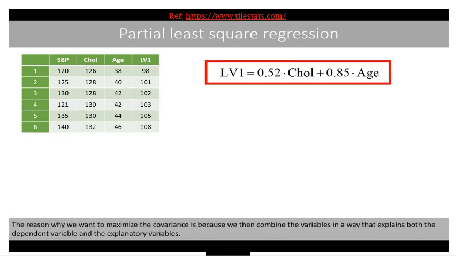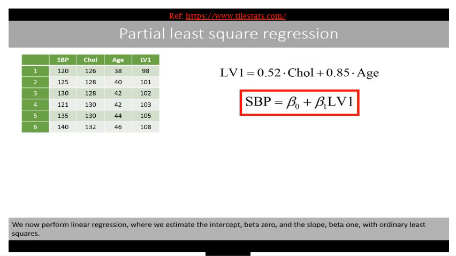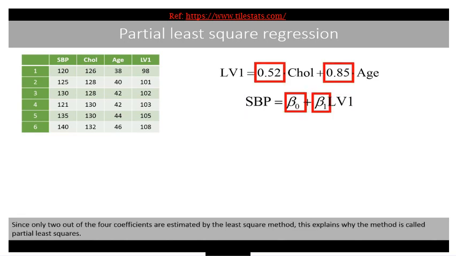The reason why we want to maximize the covariance is because we then combine the variables in a way that explains both the dependent variable and the explanatory variables. We now perform linear regression, where we estimate the intercept beta 0 and the slope beta 1 with ordinary least squares. Since only 2 out of the 4 coefficients are estimated by the least square method, this explains why the method is called partial least squares.